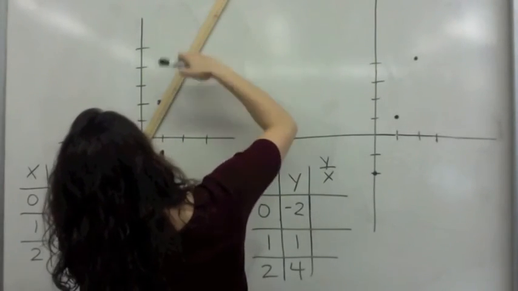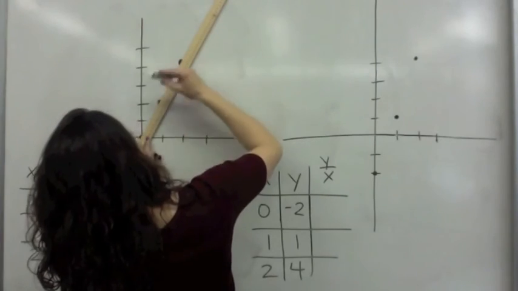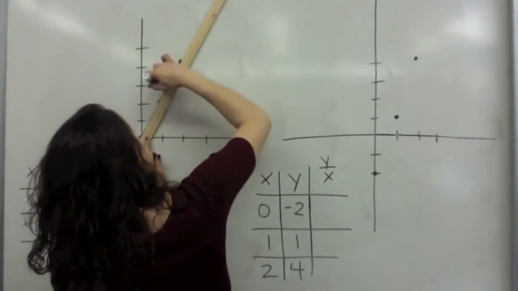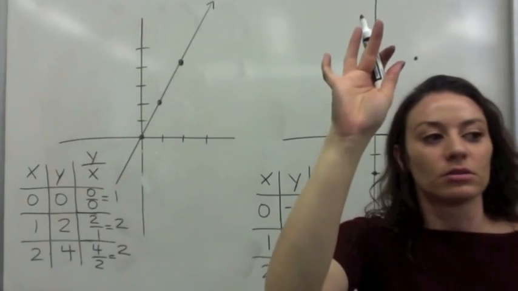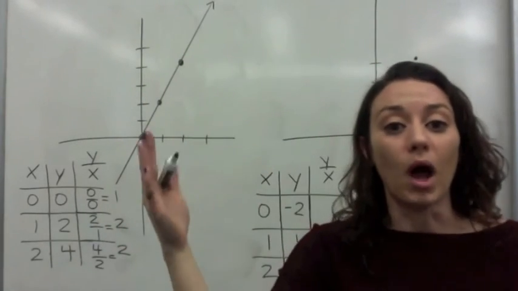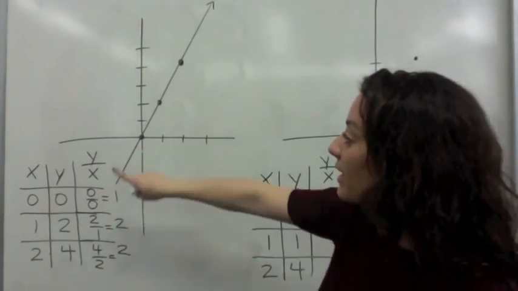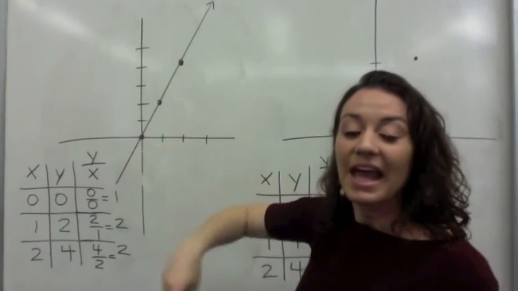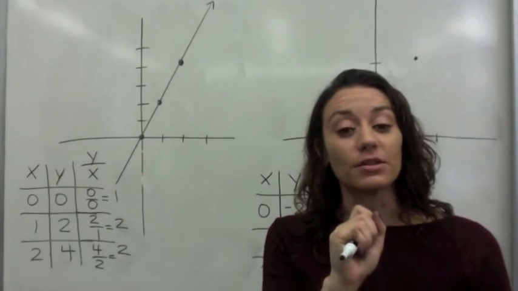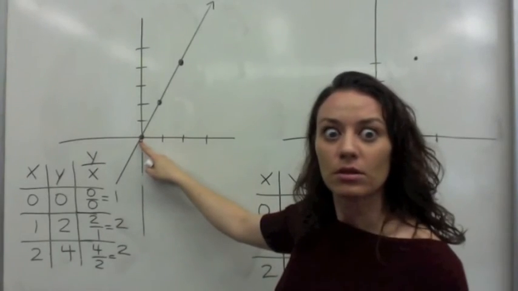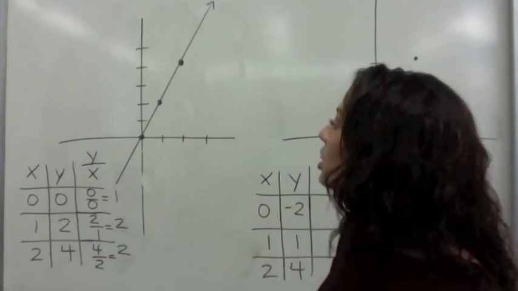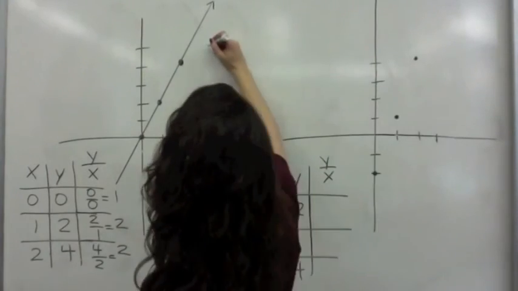Is it proportional? Why or why not? Who thinks this is proportional? It is. Why? Because it starts at the origin. And if we look at the equation, does it have a y-intercept? No, there's not. So what's the equation for this line?